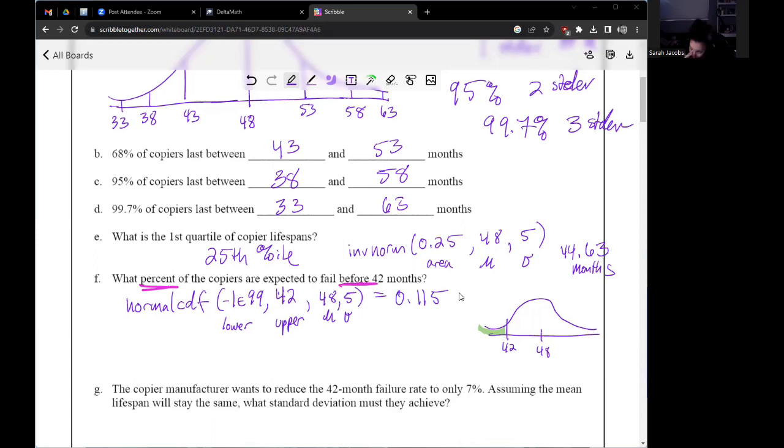0.115. So this is the proportion of printers. The question asks for it as a percent. So we'll multiply by 100, move the decimal 2 places, and it'll be 11.5% fail before 42 months.